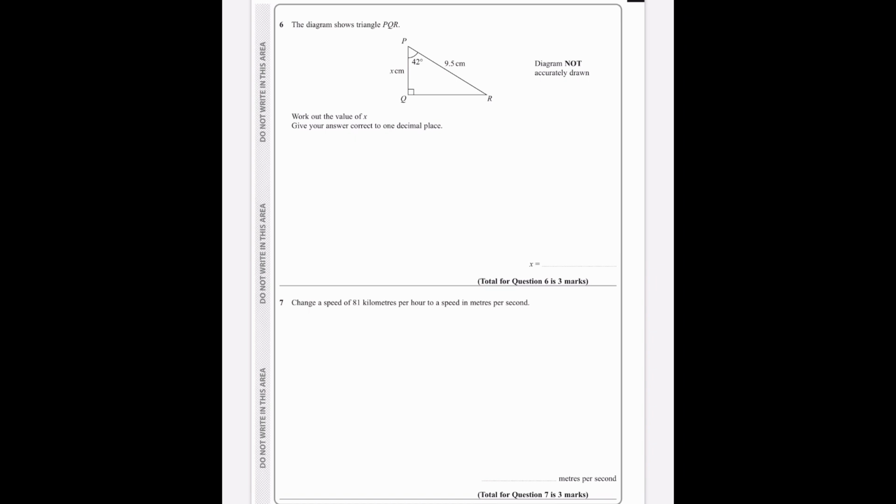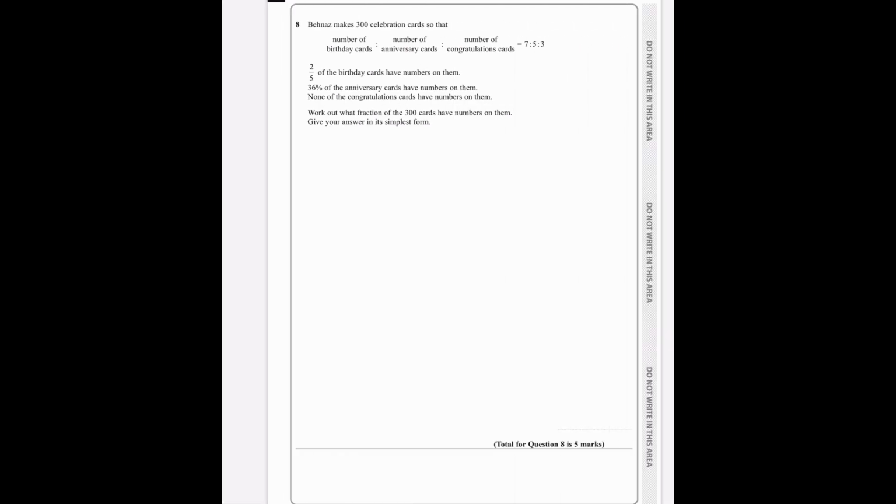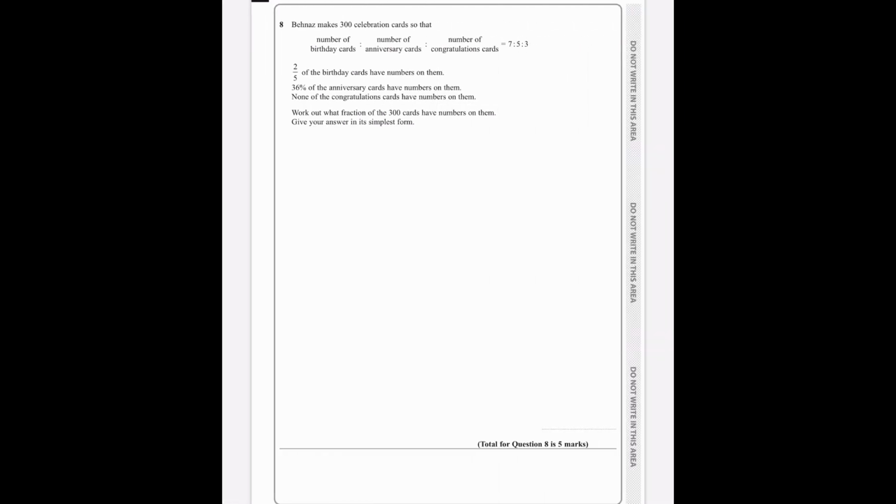Question 6, straightforward SOHCAHTOA. We have the adjacent and the hypotenuse. That x centimeters is adjacent to the angle. So cos is adjacent over hypotenuse, cos of 42 is x over 9.5, x equals 9.5 cos 42, which is 7.1 centimeters. Question 7, 81 kilometers per hour, so times it by 1,000 to turn it to meters, divide it by 3,600 to turn it into seconds, and we get 22.5 meters per second.